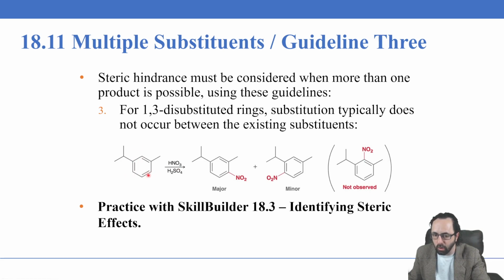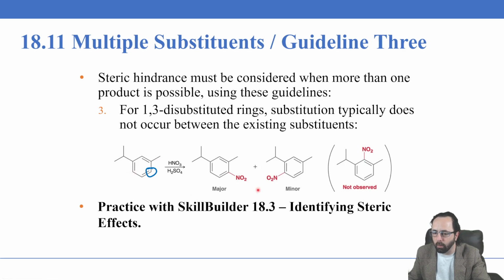Now the para position is open. The methyl group is going to be promoting the installation of the group at the ortho or the para positions, but notice that the para position is sterically hindered due to the isopropyl group. So the only one that's least sterically hindered and promoted by both is this area right here, because it is ortho to the methyl group, but it's para to the isopropyl group, and it's less sterically hindered than this position here, which is ortho to the isopropyl group, para to the methyl group.